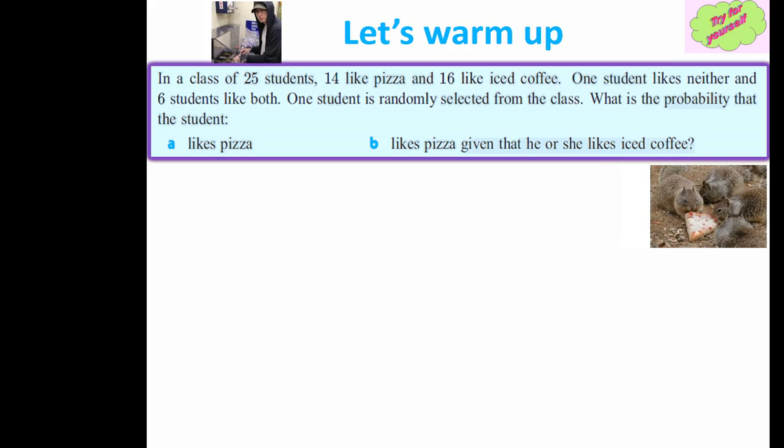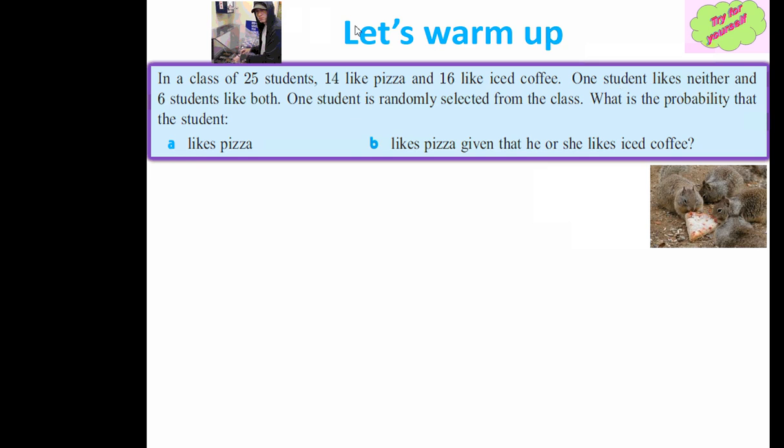So let's warm up first, a little review of some earlier stuff. In a class of 25 students, 14 like pizza, 16 like iced coffee, 1 student likes neither, and 6 students like both. One student is randomly selected from the class. What is the probability that the student likes pizza?